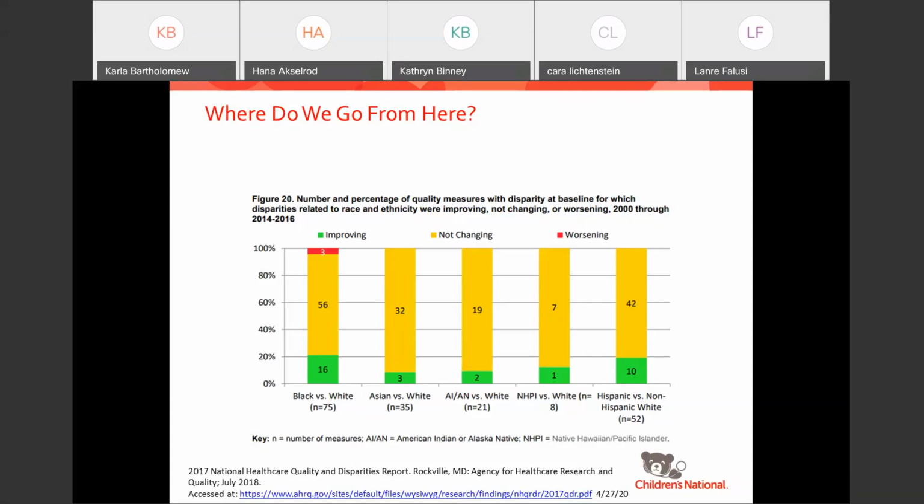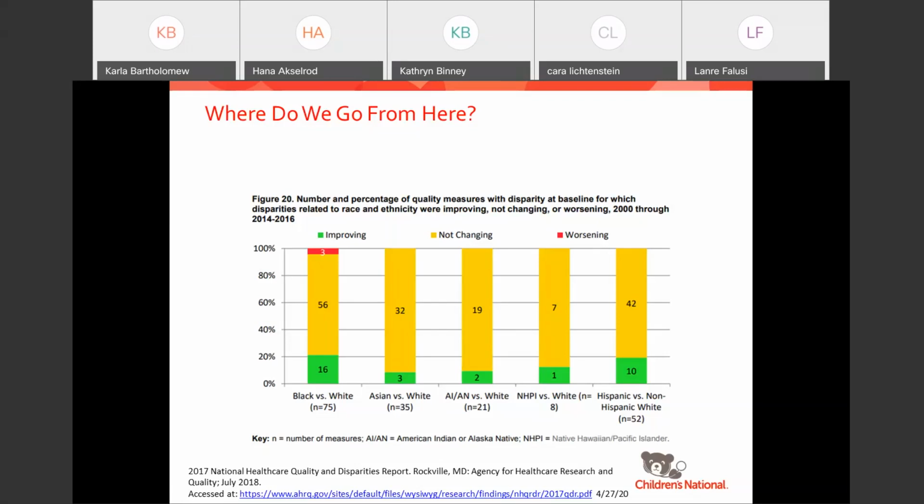This graph was taken from the annual National Healthcare Quality and Disparities Report from the Agency for Healthcare Research and Quality, which is mandated by Congress to provide a comprehensive overview of the quality of healthcare received by the general U.S. population and disparities in care experienced by different racial and socioeconomic groups. The report assesses the performance of our healthcare system and identifies areas of strengths and weaknesses as well as disparities for access to healthcare and quality of healthcare.